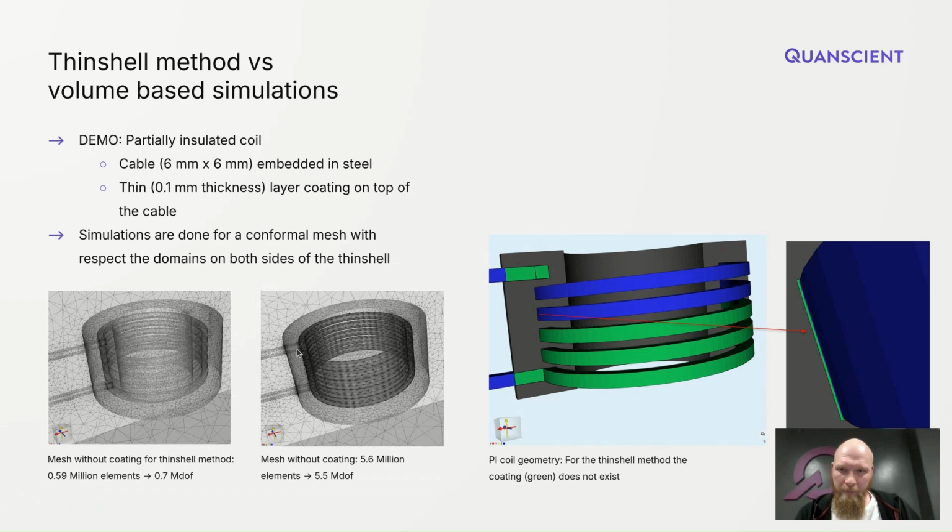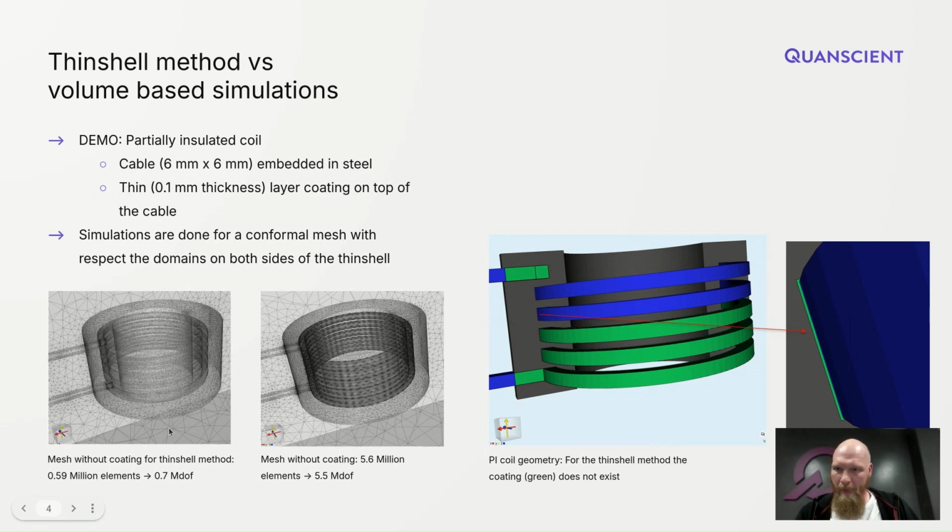You can see that for the volume-based approach, where we really have the actual volume present, we need to do a very fine mesh also in the cable in order to have a decent mesh in the thin layer. Whereas when using the Thinshell method, we don't need this additional thin layer at all in the model, so we don't need to refine the mesh in the cable so much, and we can easily reduce the size of the problem.